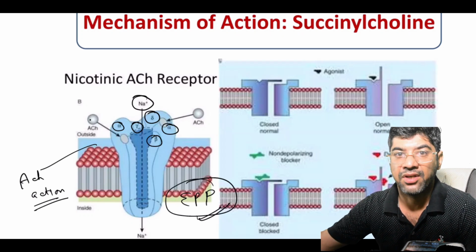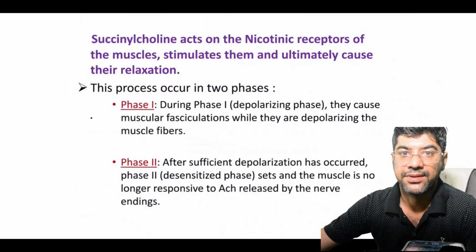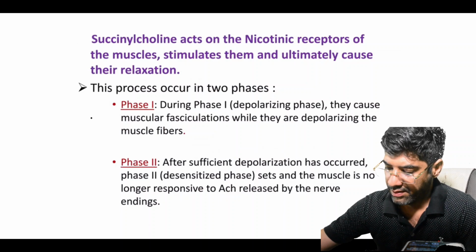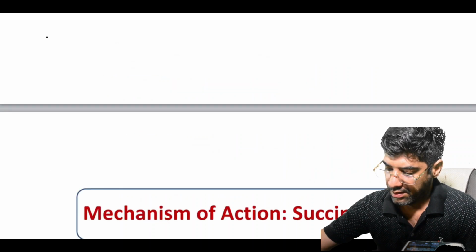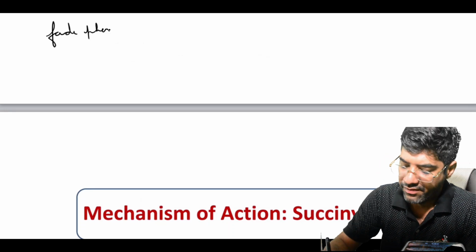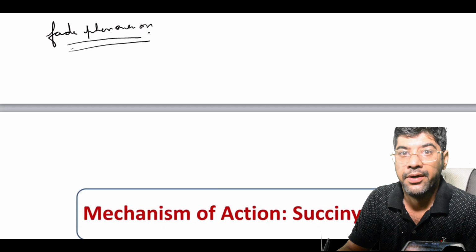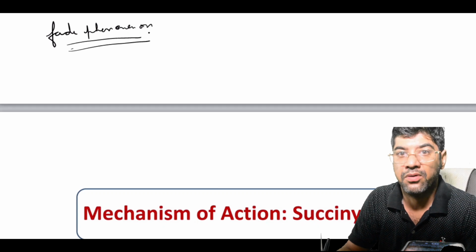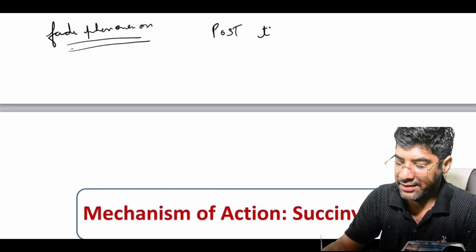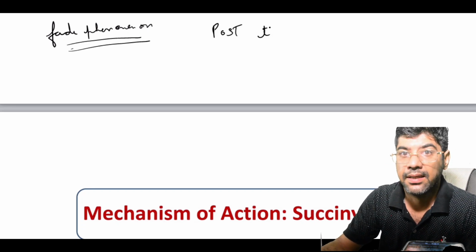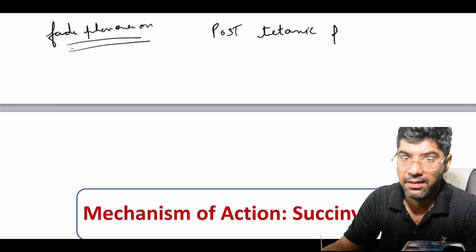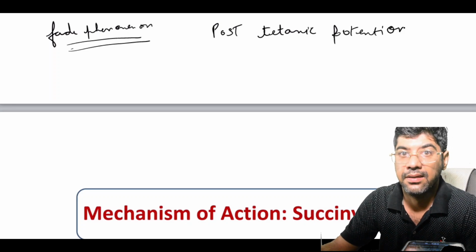Now, what are the characteristics of competitive blockers? They cause the fade phenomenon. That is, during partial block, the response to repeated stimulation decreases. During tetanic stimulation, the response increases temporarily. That is known as post-tetanic potentiation.